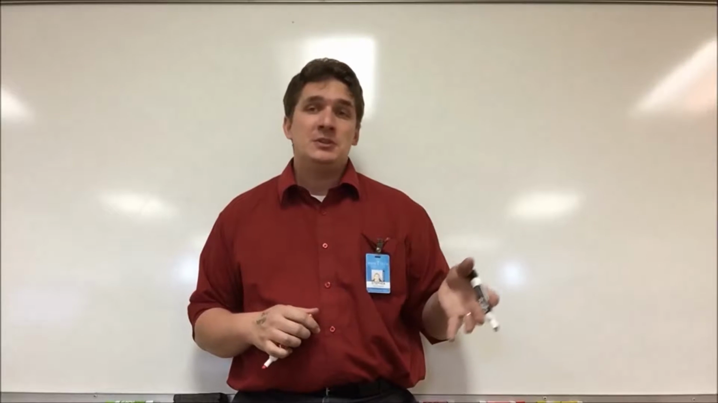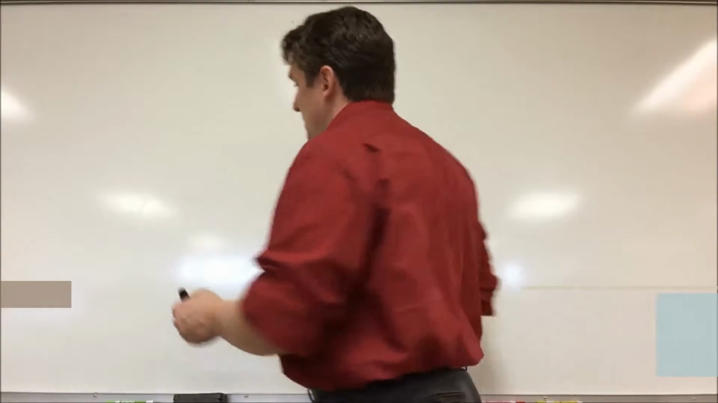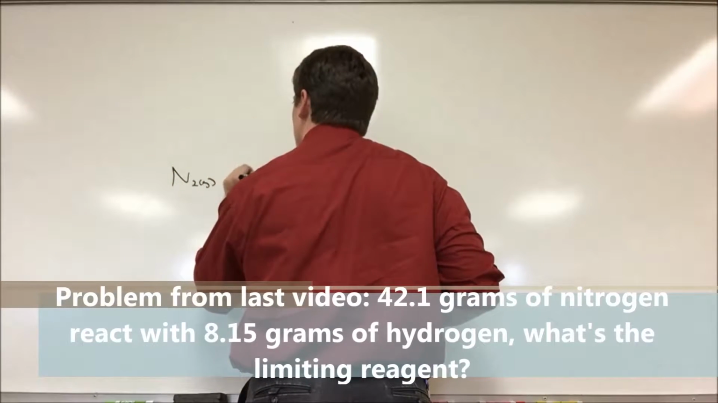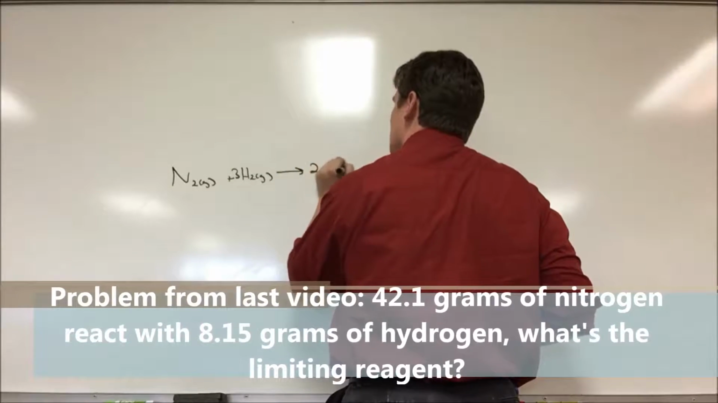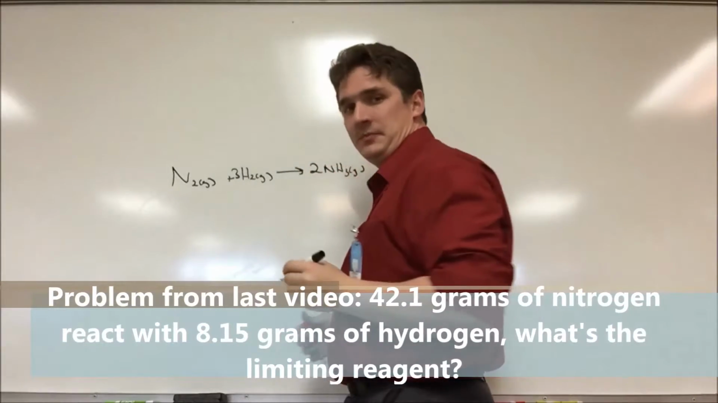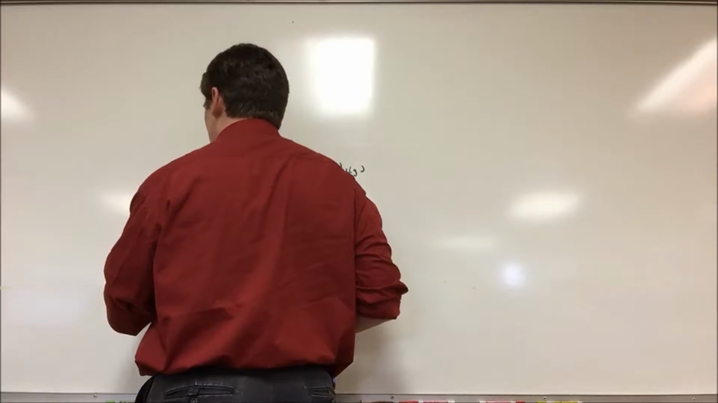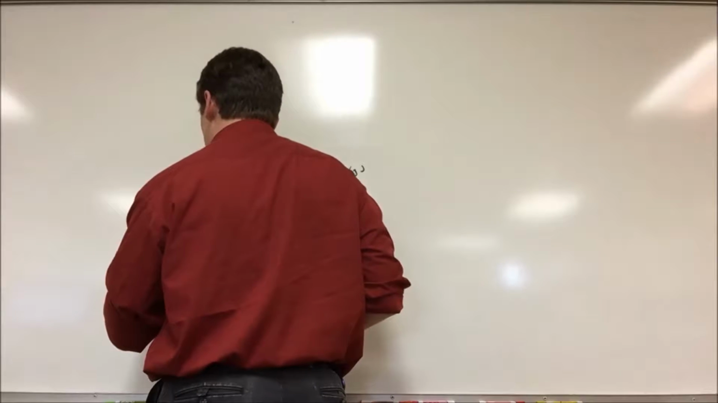So another approach we can use is the one determined by looking at the reaction coefficients. So let's go back to the ammonia problem we dealt with in the brute force approach. Let's take our nitrogen gas and our hydrogen gas and react them to form ammonia gas. And again, we're going to start with our 42.1 grams of N2 and our 8.15 grams of H2.